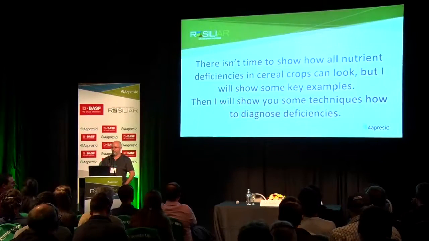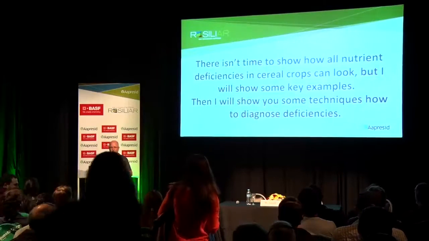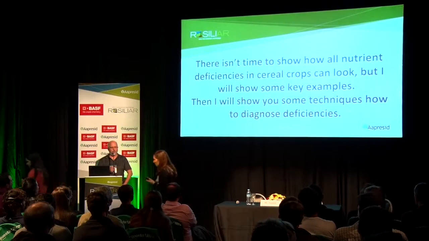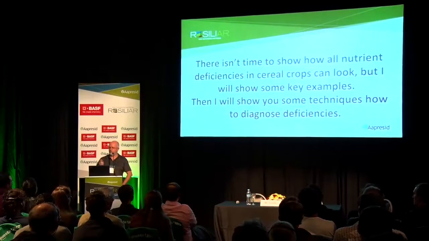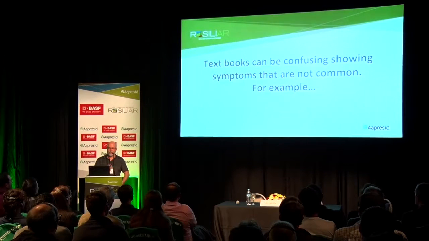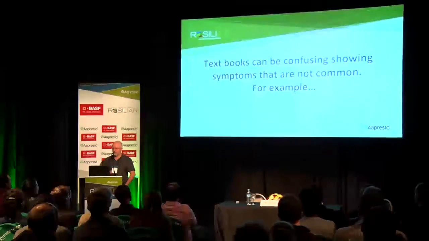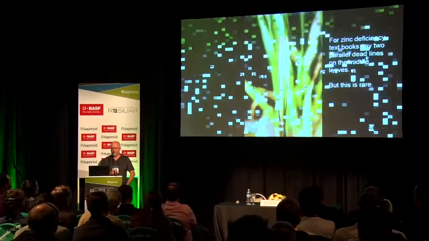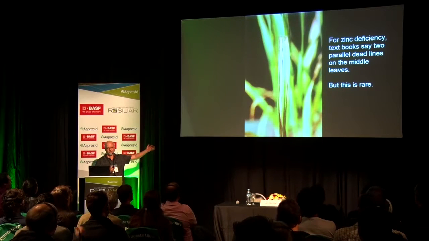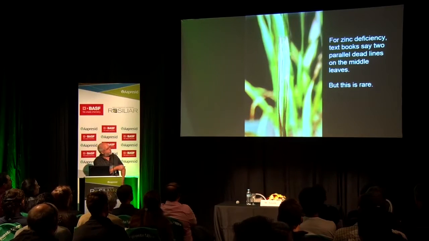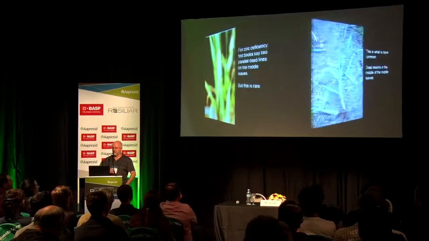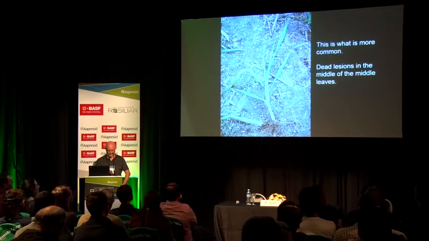So, I don't have time to show you what everything looks like in a crop, what the deficiencies are, but I will show you some examples, and then I'll show you how to learn what's wrong with a plant. So textbooks can be confusing. Textbooks don't always show you what's real in reality. So for example, in my textbook, this is what zinc deficiency looked like. It's meant to be two parallel dead lines, but that is very rare. That almost doesn't happen. Zinc deficiency normally looks like this.